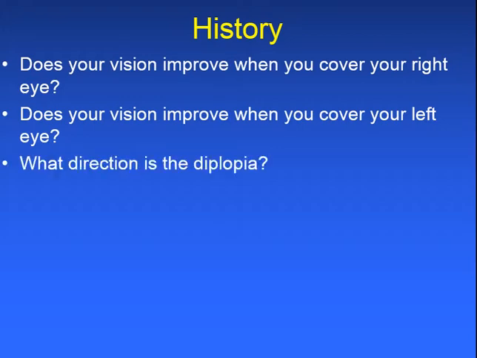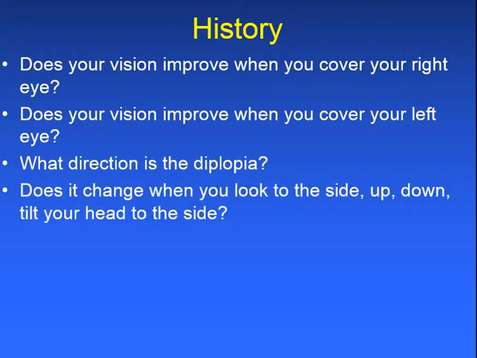Then the next question to ask is, what direction is the diplopia? Is it horizontal? Is it vertical? Is it diagonal? And of course this would give us clues, for example, of whether we should be thinking about something like a 6th nerve palsy or a 4th nerve palsy. Does it change when you look to the sides, when you look up or down, or when you tilt your head to the side? Again, these are clues that would, same sort of answer, give us clues as to whether we're dealing with a 6th nerve palsy or a 4th nerve palsy, etc.